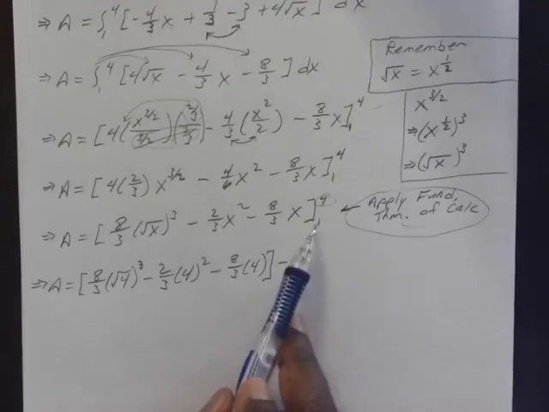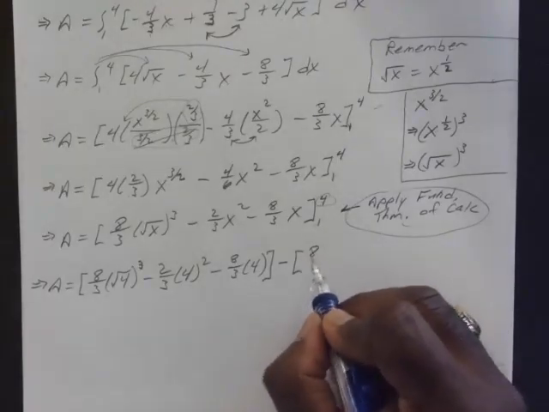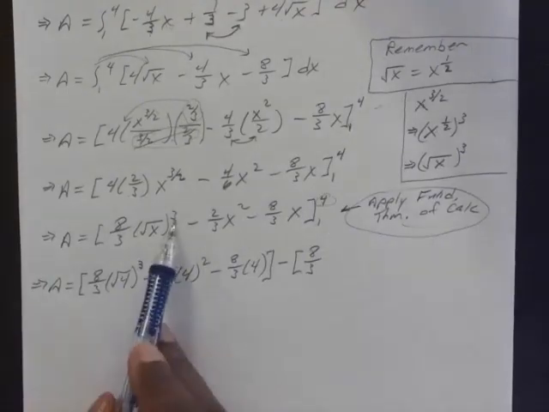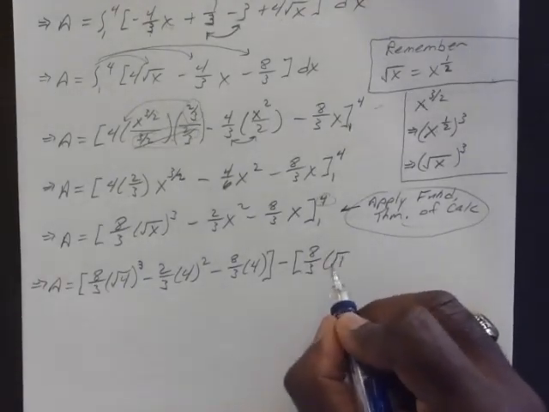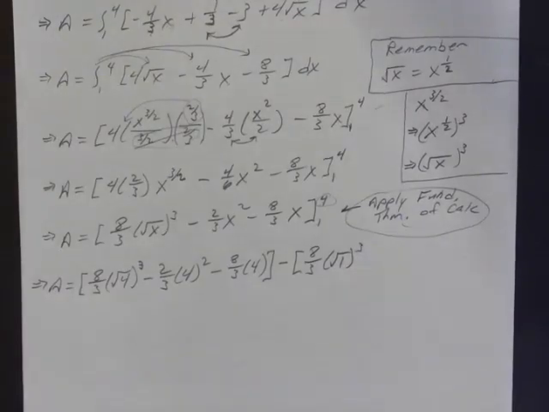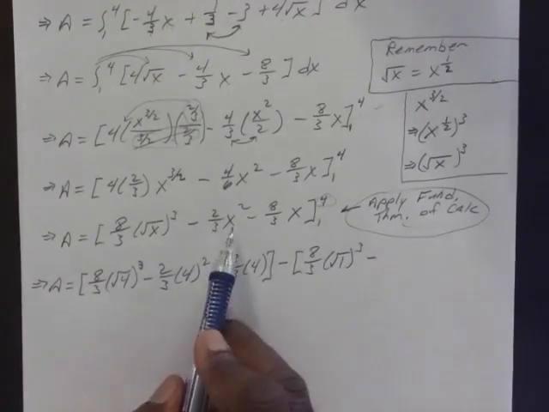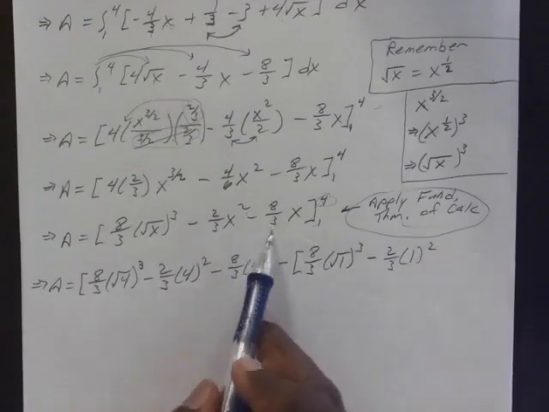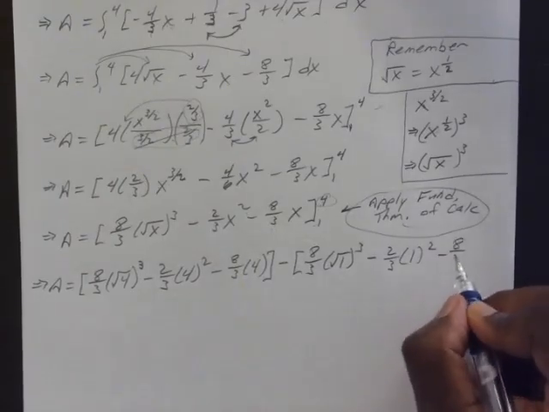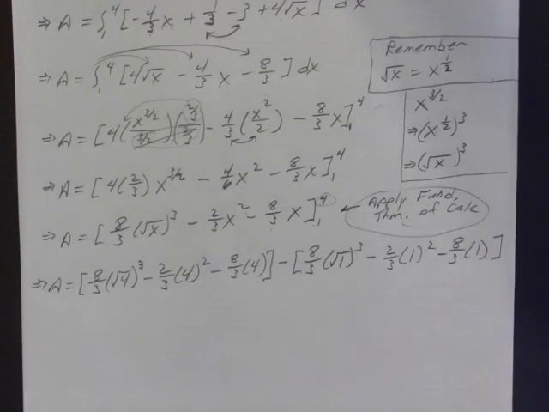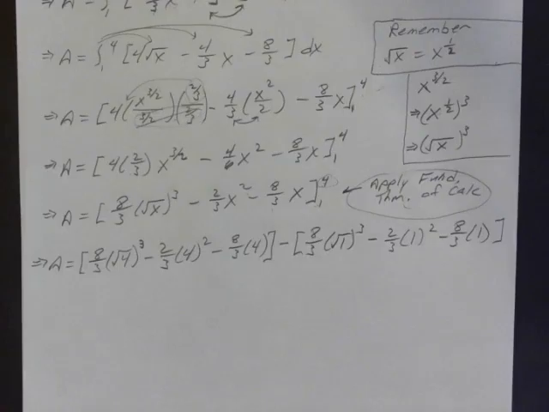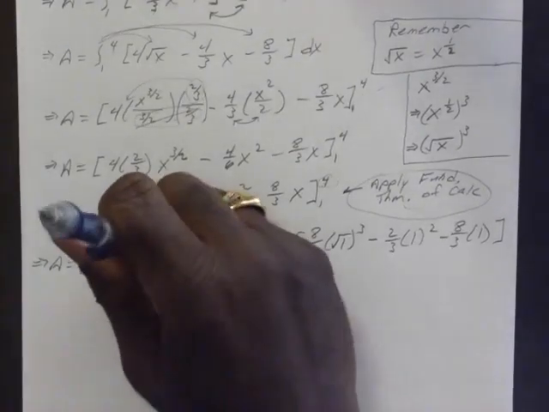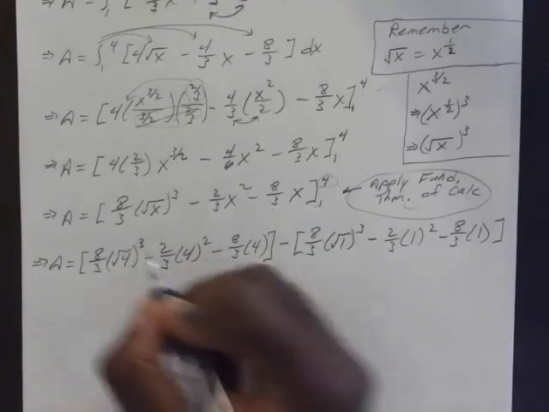Minus, now we can go ahead and plug in our lower bound. 8 over 3 times the square root of 1 to the 3rd power, minus 2/3 times 1 squared, minus 8 over 3 times 1. Let me neaten that up. Here we go.